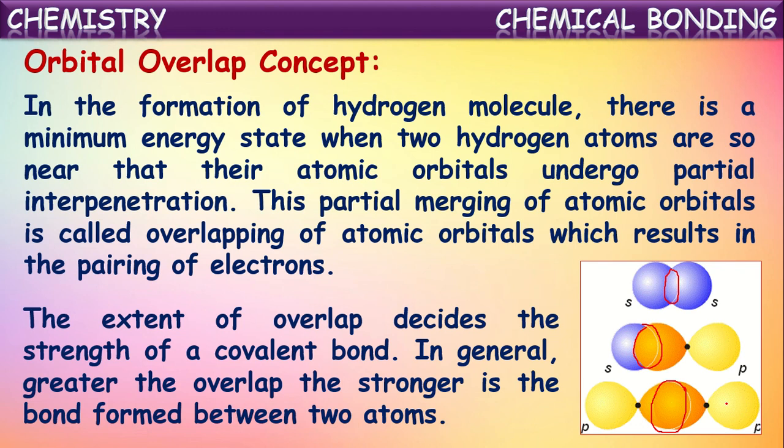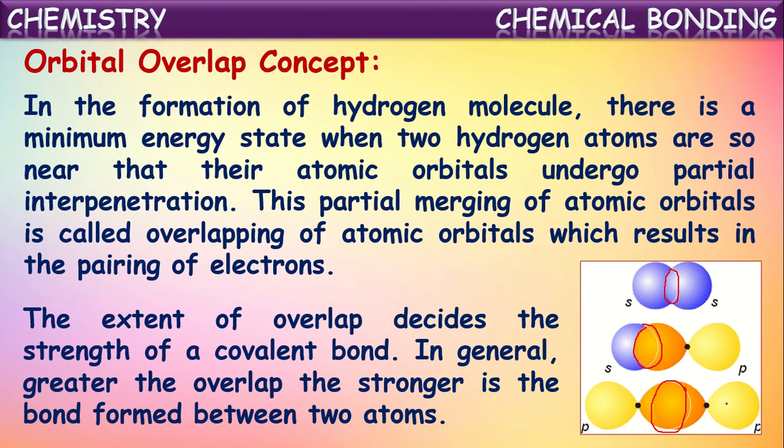If the extent of overlapping, that means merging, is greater, then the bond so formed will be a stronger covalent bond. If the merging is less, then if the interpenetration of orbitals is less, the strength of the covalent bond so formed also will be less. In that way, you can say the extent of overlap decides the strength of a covalent bond. In general, the greater the overlap, the stronger is the bond formed between the two atoms.